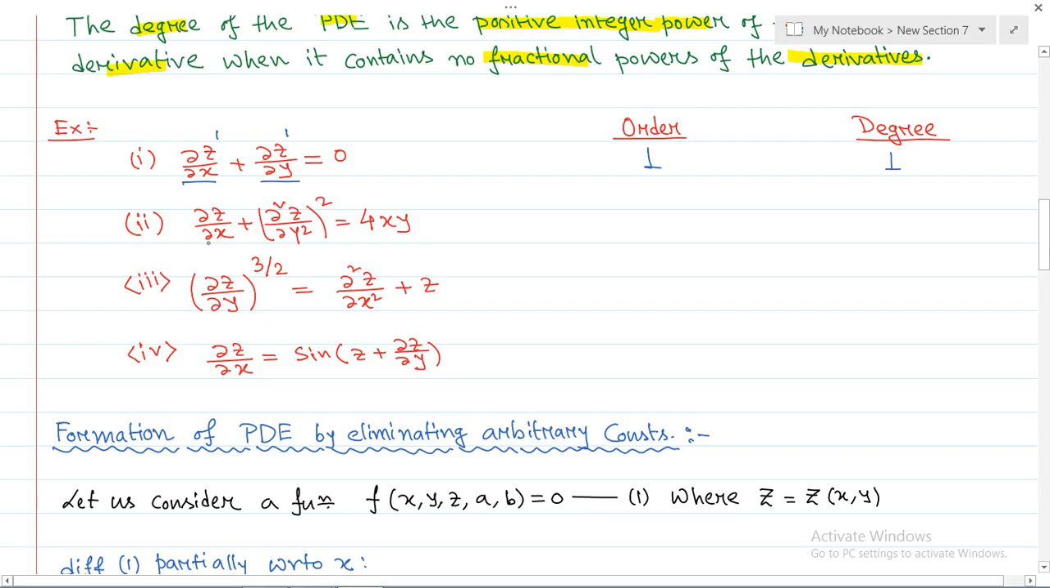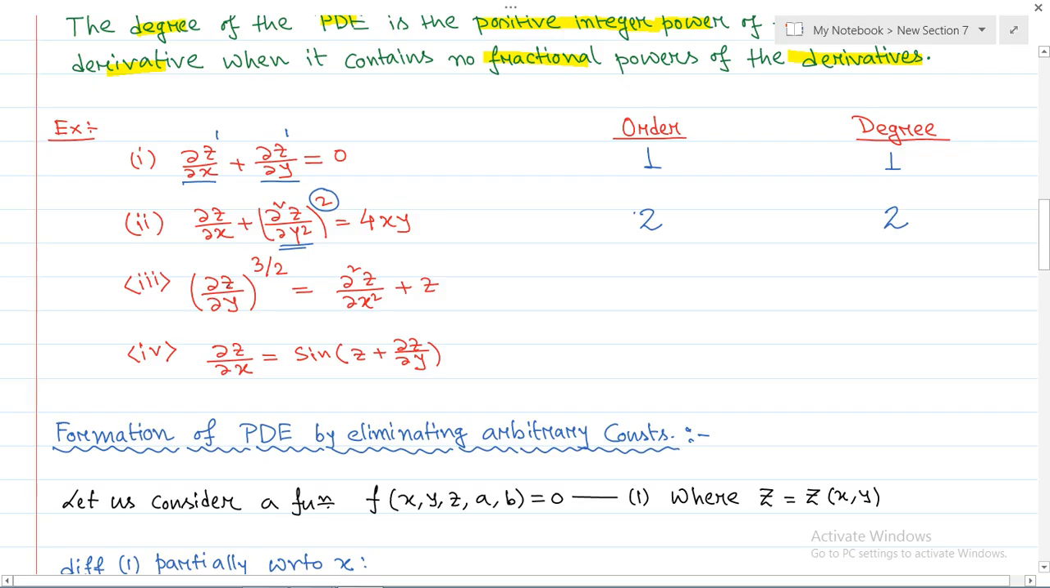What about the second one? In the second equation, ∂²z/∂x² is the highest order derivative present in the whole equation. So we don't have to look at the ∂z/∂x term; we have to look at ∂²z/∂y². Here it is second order, so the order of the equation is 2. And what is the power of this highest order derivative? That is also 2. So the degree of this equation is 2.